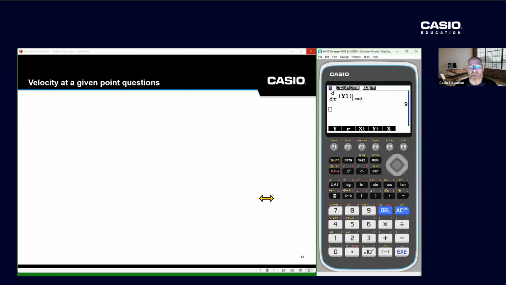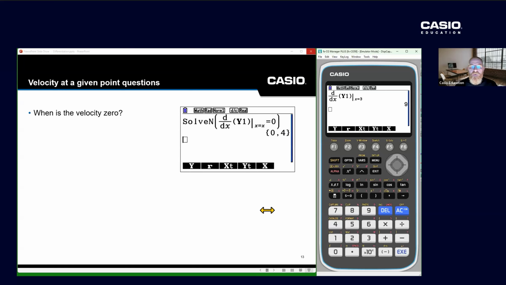But what if we continue with velocity at a given point questions? When is the velocity of the particle 0? You could interpret this graphically, or alternatively, you're saying when is the derivative of my position function equal to 0? You can solve that quite nicely using Solve N. So Option, Calc, and Solve N.